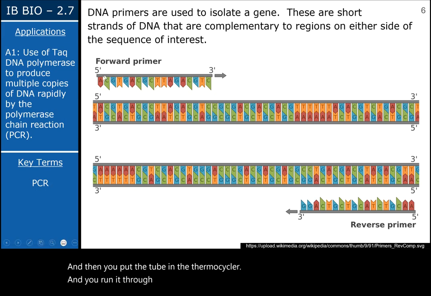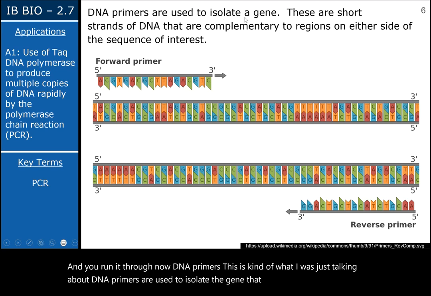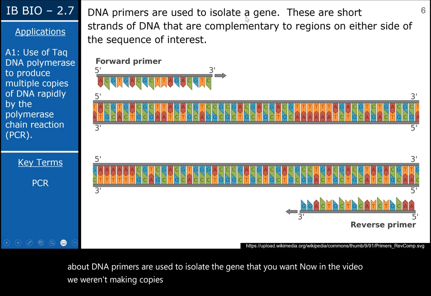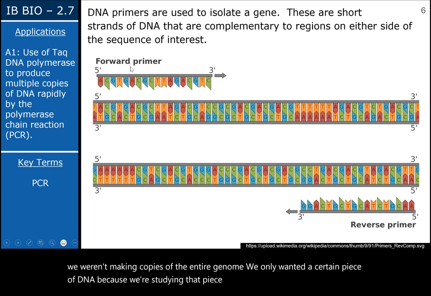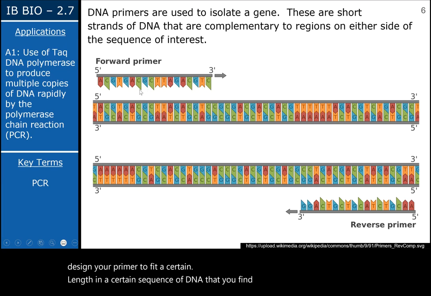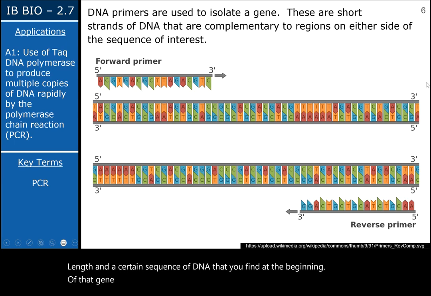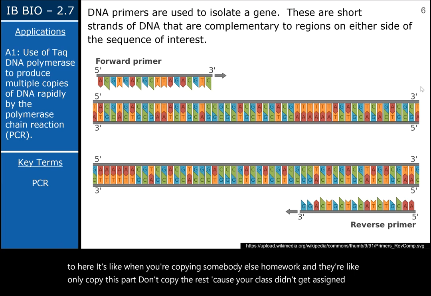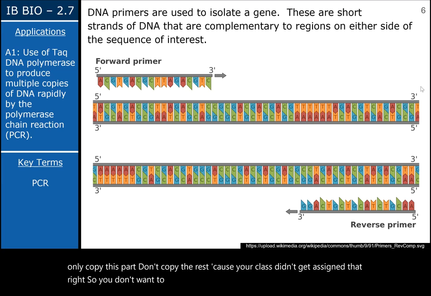Now, DNA primers, this is kind of what I was just talking about. DNA primers are used to isolate the gene that you want. Now, in the video, we weren't making copies of the entire genome. We only wanted a certain piece of DNA because we're studying that piece, right? So you can design your primer to fit a certain length and a certain sequence of DNA that you find at the beginning of that gene and at the end. That way you're telling the Taq polymerase, I only want you to copy from here to here. It's like when you're copying somebody else's homework and they're like, only copy this part, don't copy the rest because your class didn't get assigned that, right? So you don't want to copy the whole thing. You just want the piece that you need.